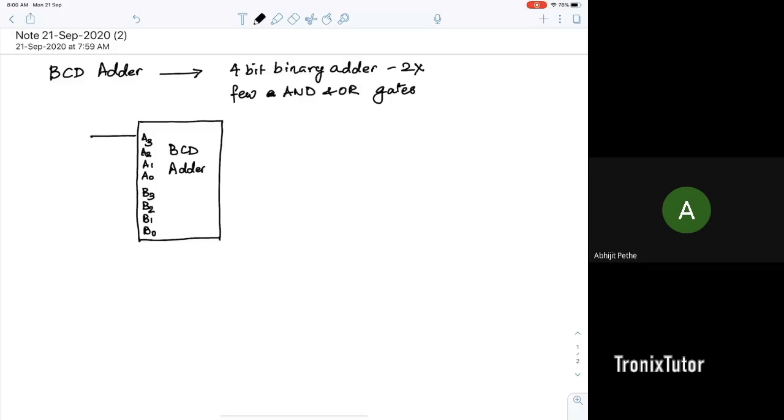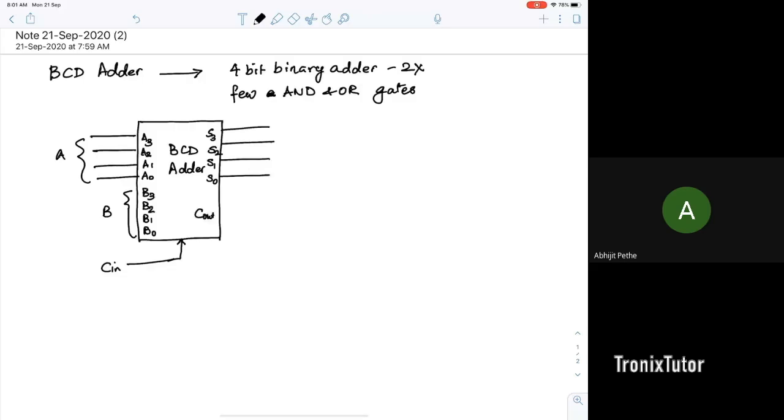So you have these two numbers coming in, A and B, and you have a CN coming in. Your output is going to be S3, S2, S1, S0. Again, this is a BCD number, and you have C out. So remember, A and B and S all are BCD.